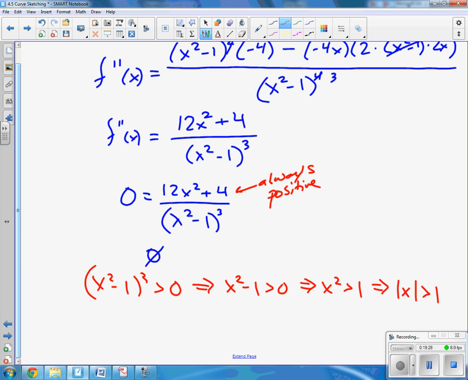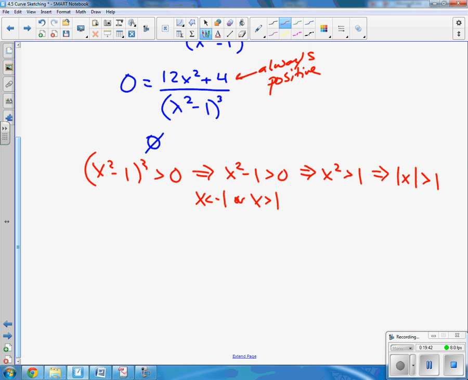All right, now what does that mean? Well, it means that x can be anything less than negative 1 or greater than 1. Okay, so that's when the denominator is positive, which means that that's when the second derivative will be positive. So f double prime of x is greater than 0 when we have x in the interval from negative infinity to negative 1, and from 1 to infinity.